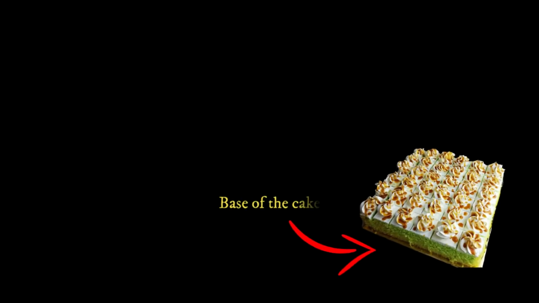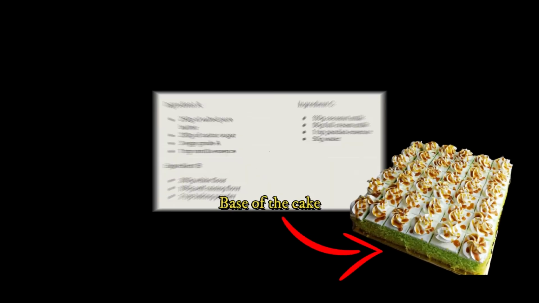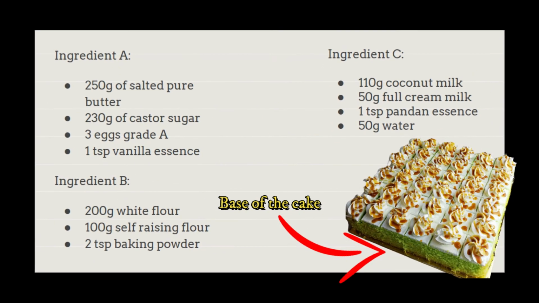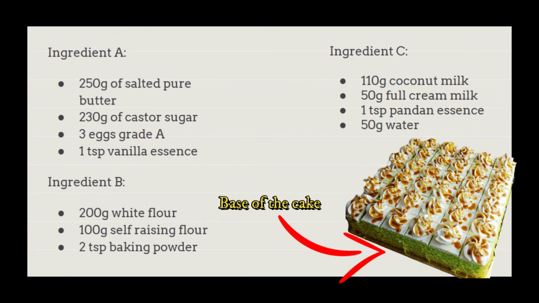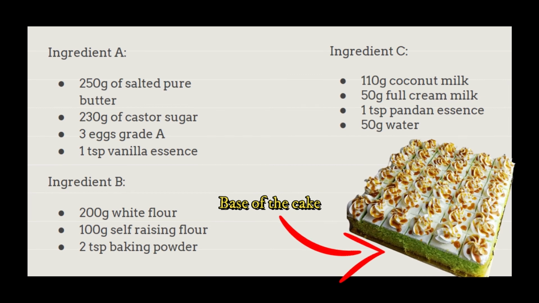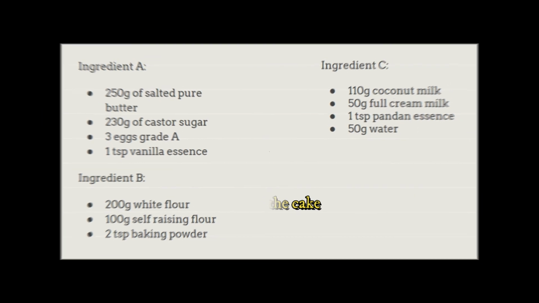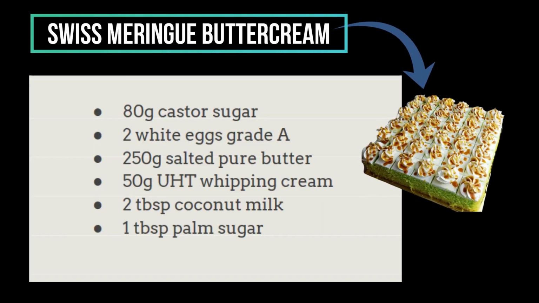Now, the menu of this Pandan Gula Melaka cake. From the menu of the base of the Pandan Gula Melaka cake, it is divided into three, which are ingredient A, ingredient B, and ingredient C. Ingredients A and B are the dry ingredients, while ingredient C is the wet or liquid ingredients. For the topping, we use the Swiss meringue buttercream recipe, and this is the recipe of this topping.